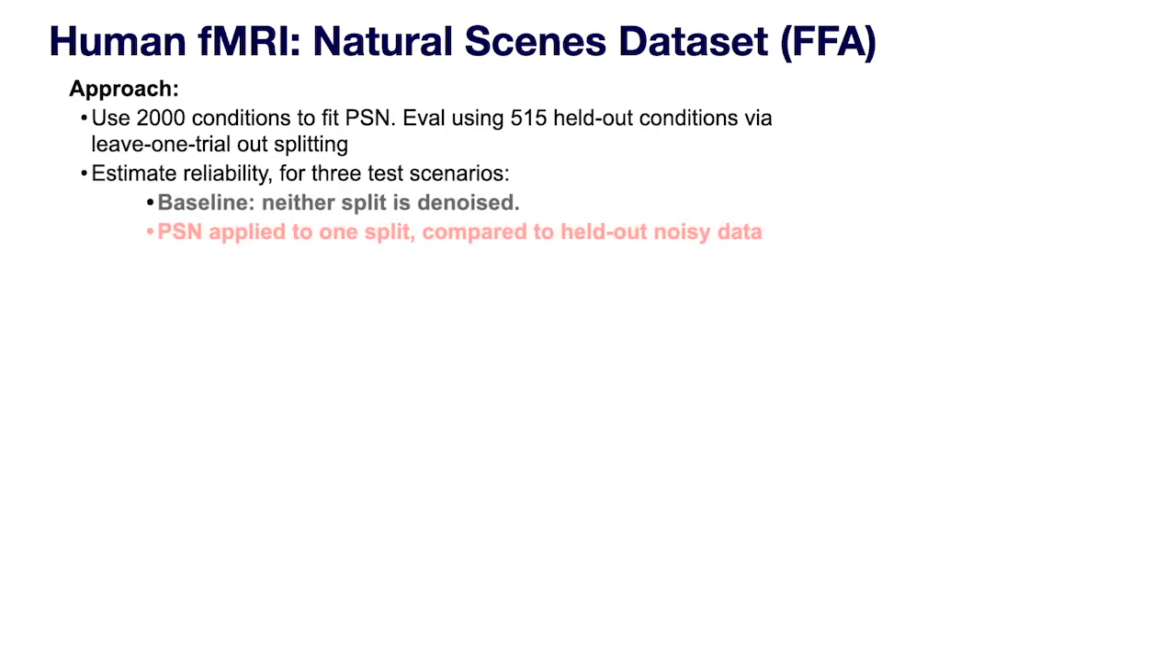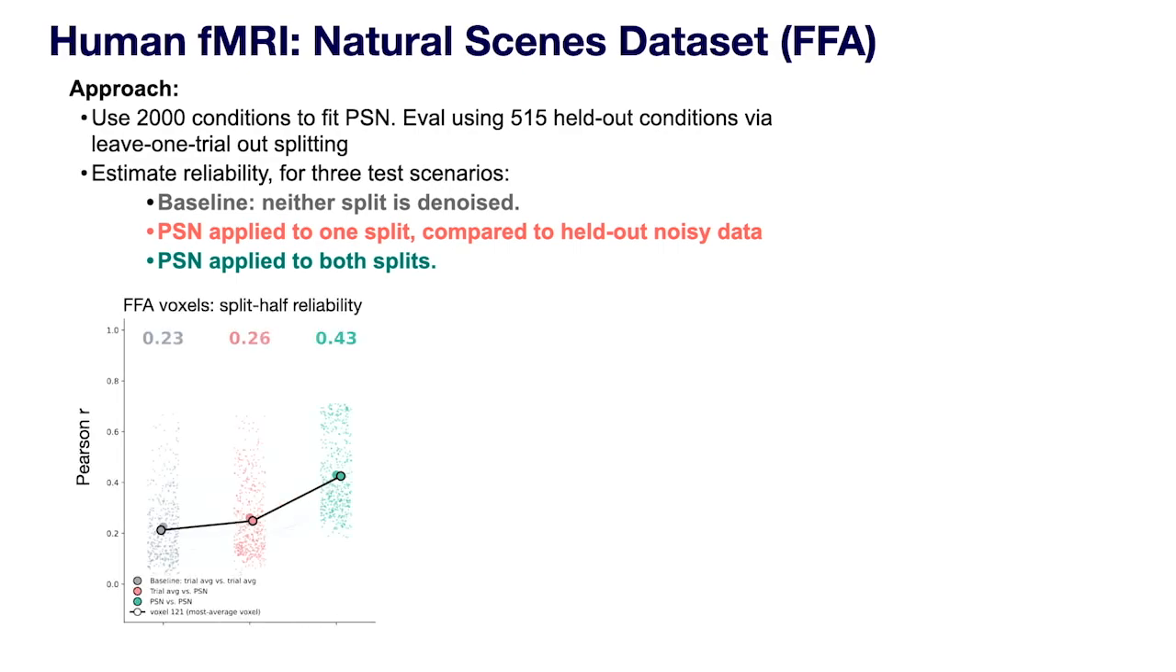First, a baseline where neither split is denoised. Then we can look at applying PSN to one split and comparing to held-out noisy data. And then third, we can apply PSN to both splits and see how well the new signal estimate generalizes. So here, for FFA, we see consistent and fairly dramatic improvements where reliability nearly doubles between the baseline and PSN scenarios, and critically, there's improvement even when comparing against held-out noisy data, suggesting that PSN isn't just artificially imposing similar structure across the 2 splits of data.